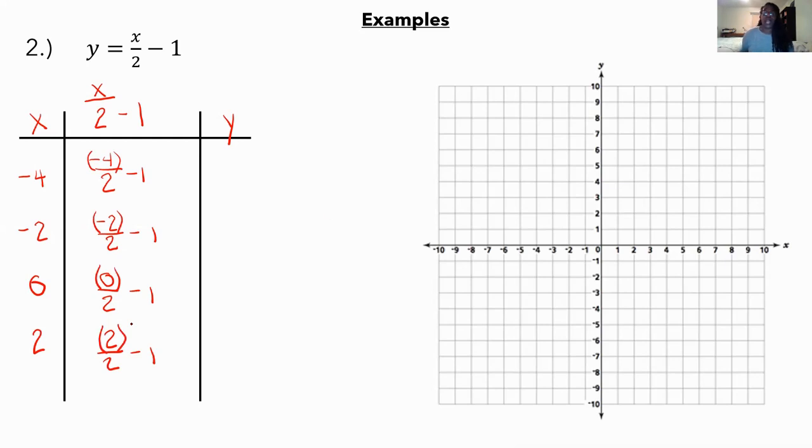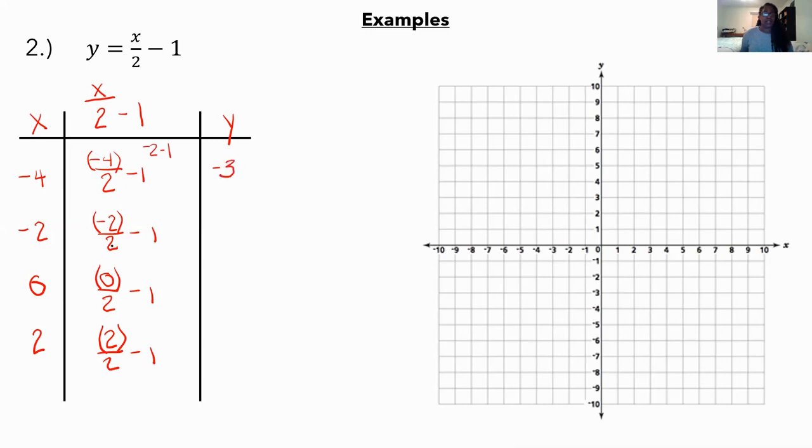Now, order of operations: Please Excuse My Dear Aunt Sally. We don't have any parentheses technically, and we don't have any exponents. We're either doing multiplication or division from left to right. The fraction represents division. So -4 divided by 2 gives me -2. Then -2 minus 1, since they're both the same sign, gives me -3.